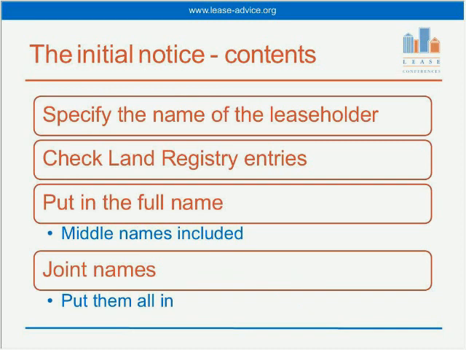Now, the initial contents: it should specify the name of the leaseholder, and check the Land Registry entries so it matches. Put in their full name, including the middle names, and if there are joint leaseholders, put in all their names as well. Make sure that joint leaseholders are all named in the Section 42 notice as leaseholders. Get that basic information right.